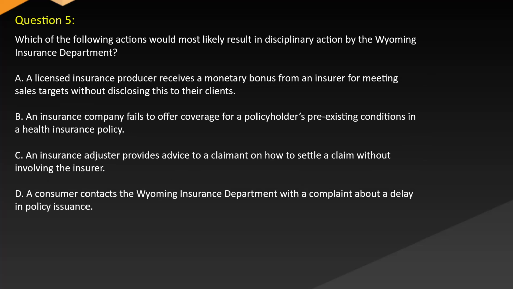Question 5. Which of the following actions would most likely result in disciplinary action by the Wyoming Insurance Department? A. A licensed insurance producer receives a monetary bonus from an insurer for meeting sales targets without disclosing this to their clients. B. An insurance company fails to offer coverage for a policyholder's pre-existing conditions in a health insurance policy. C. An insurance adjuster provides advice to a claimant on how to settle a claim without involving the insurer. D. A consumer contacts the Wyoming Insurance Department with a complaint, delaying policy issuance.